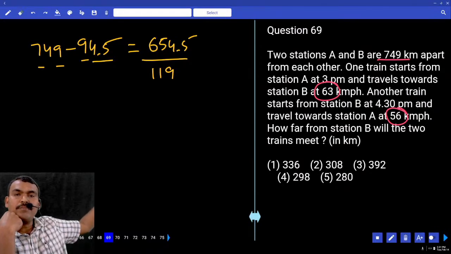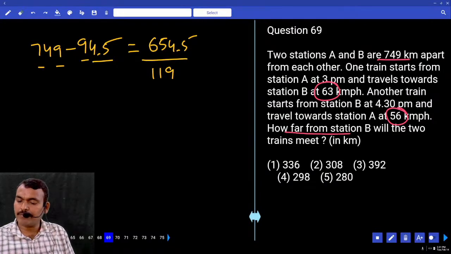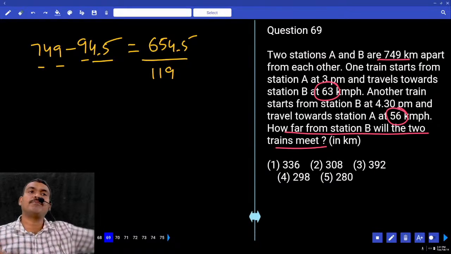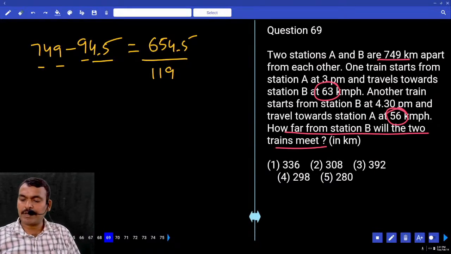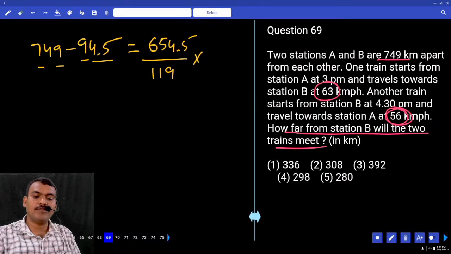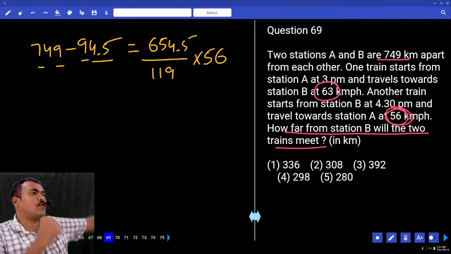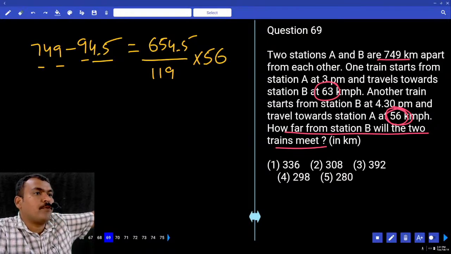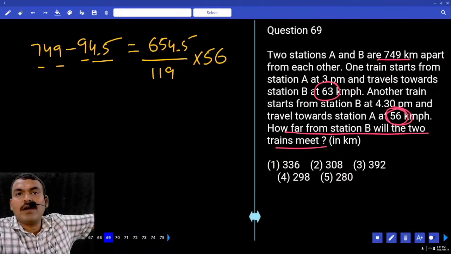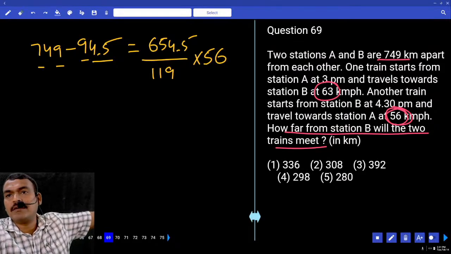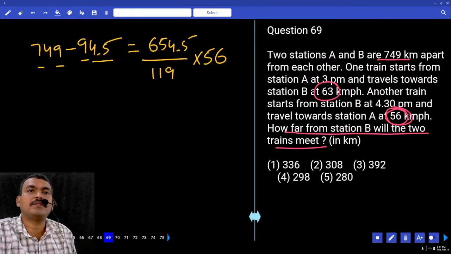Distance is how much? 654.5. Divide by speed, we get which one? Time. What is the question here? How far from station B will the two trains meet? Means required from B or from A? From B. What is the B speed? 56. Time into 56, we get the distance or not? Yes or no? What is the remaining distance? 654.5. What is the relative speed? 119. Distance by speed, we get the time or not? Time into B speed. What is the B speed? 56 or not? Yes or no?